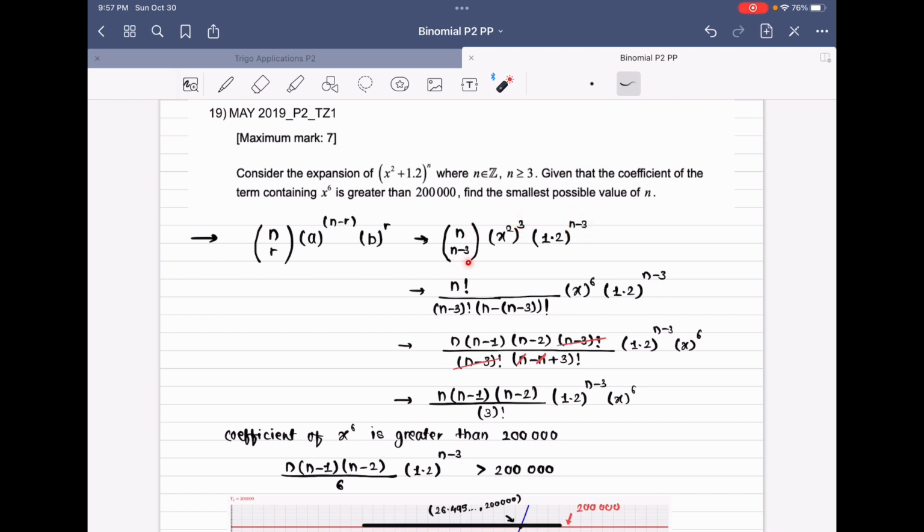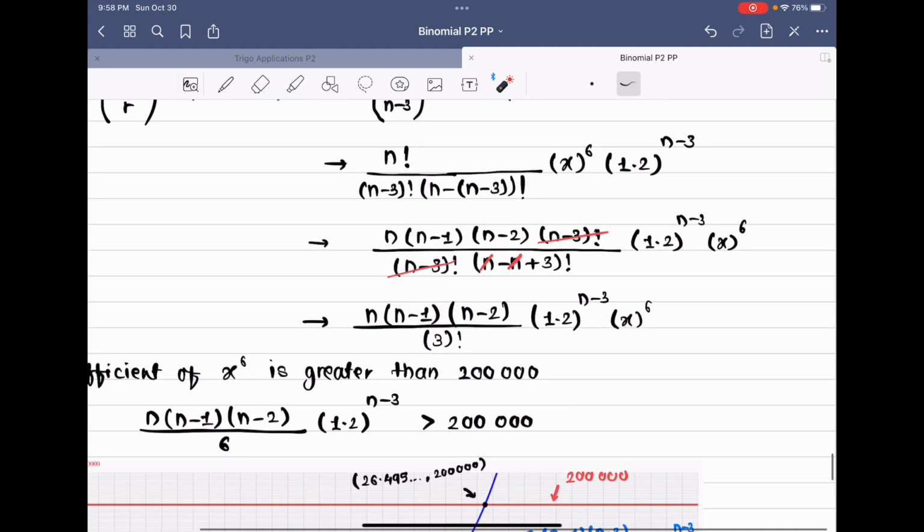So nC(n−3), (x²)^3, 1.2, that is the second term, raised to n minus 3. Now use the nCr formula. N is your n and your r is n minus 3. So n factorial over (n minus 3) factorial into (n minus r), that is n minus bracket n minus 3. There is a minus sign, so you have to make a bracket because this contains two terms, n and 3. (x²)^3 is x^6, and 1.2 raised to n minus 3 stays as it is.